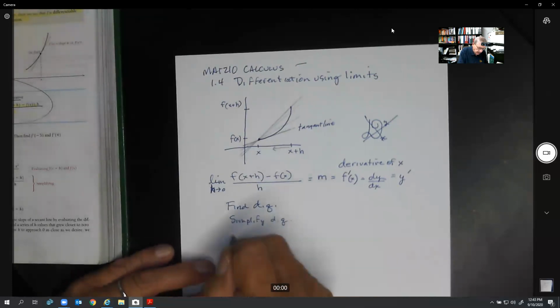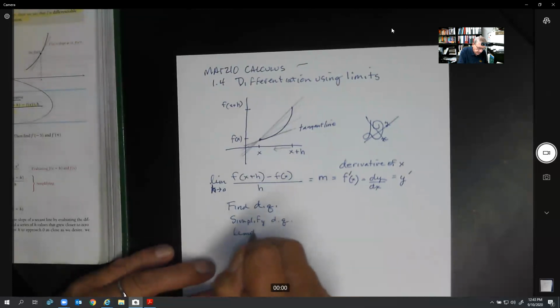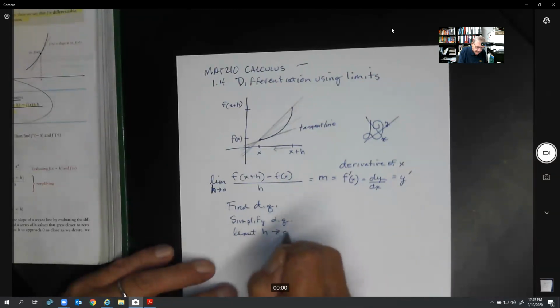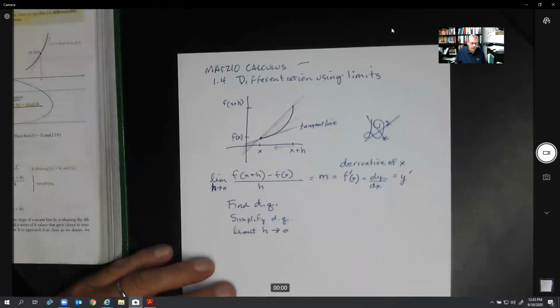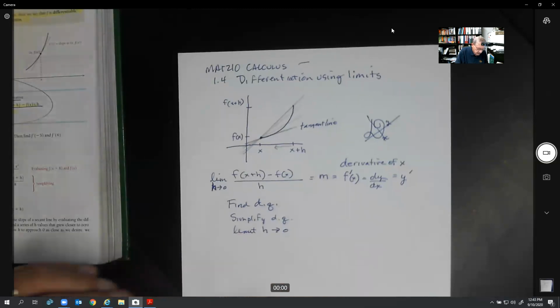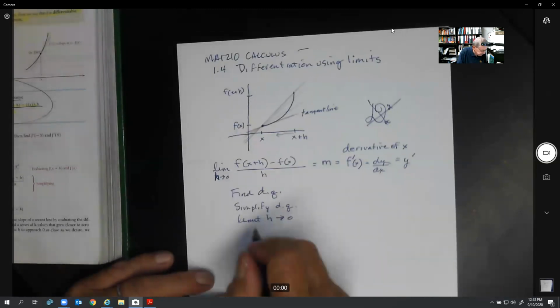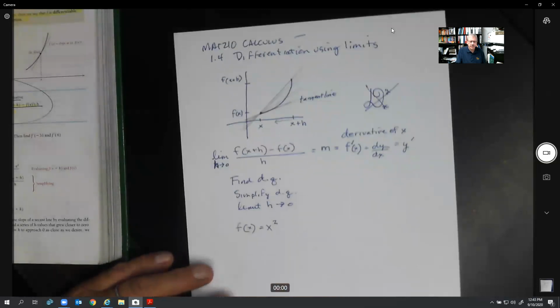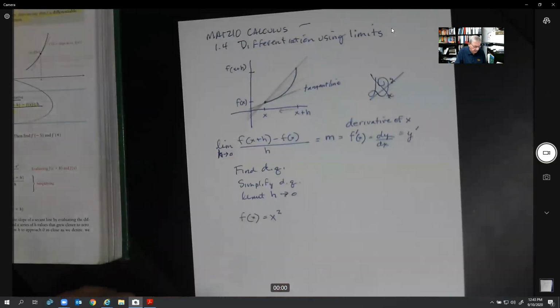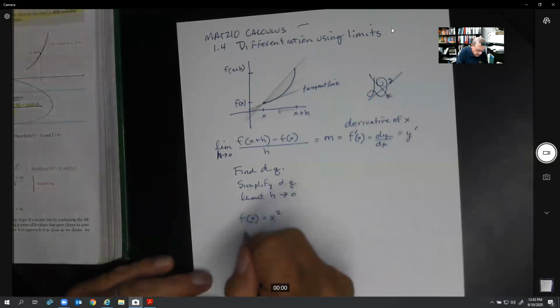And then you're finally going to take the limit of h as it approaches 0. So there's 3 things you got to do. So let's start out with a basic one. I think we did this last time. Function of x equals x squared. Okay, so we're going to find the difference quotient.